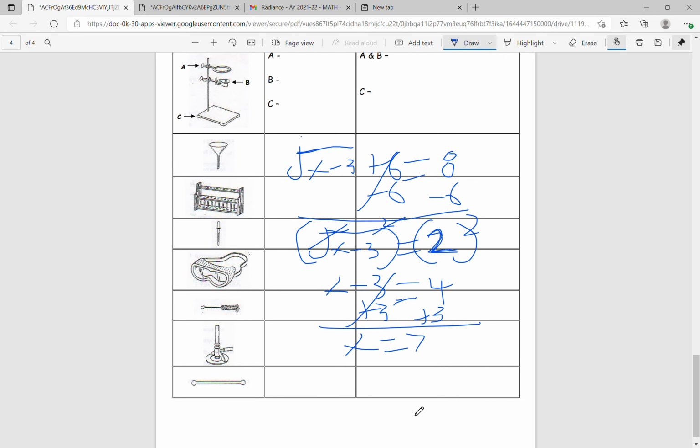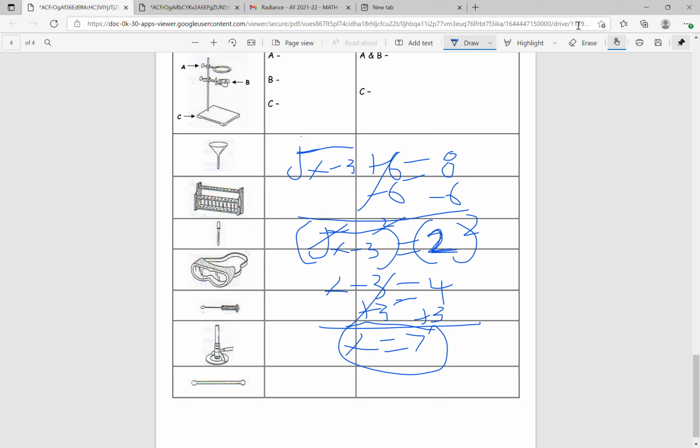Now you can go ahead and plug that value of x inside the equation. If you plug in 7 minus 3 is 4, the square root of 4 is 2. 2 plus 6 is equal to 8. And so you do get 8. So x is equal to 7. That is indeed the right answer.